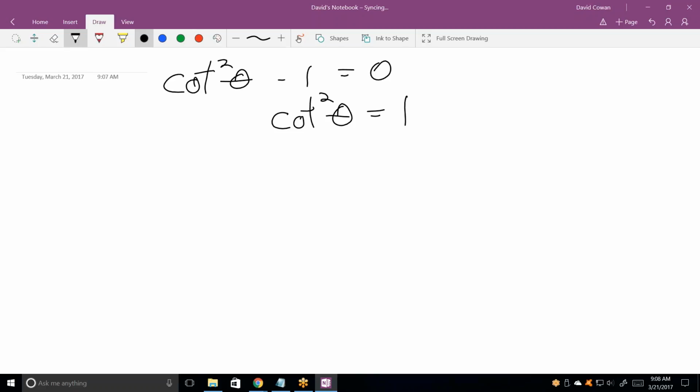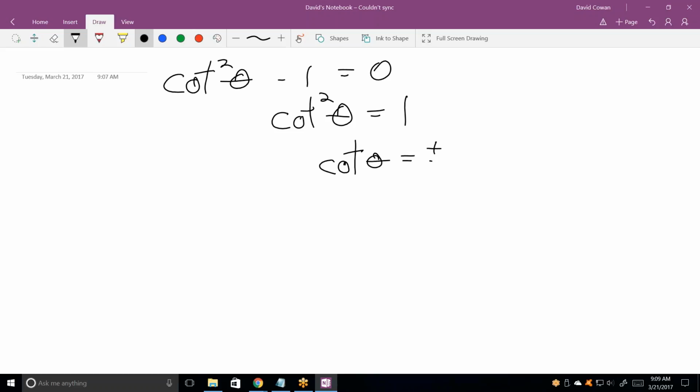The next step would be to find the, or would you have to find the inverse cotangent? No, not yet. We can't do that until we get cotangent theta isolated. Got to take the square root of both sides. Okay, take the square root of both sides. Which gives you what? Just cotangent theta equals plus or minus 1. Good.